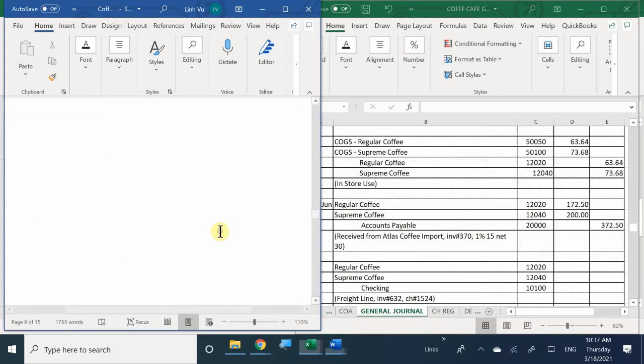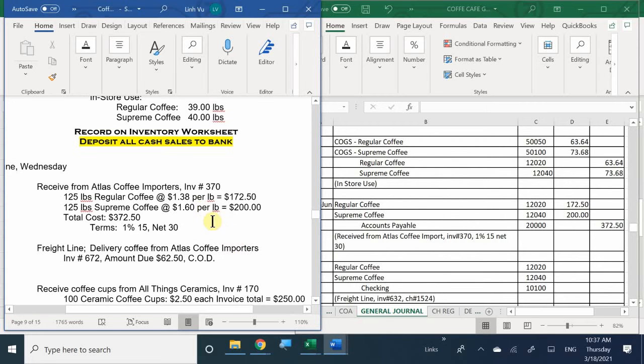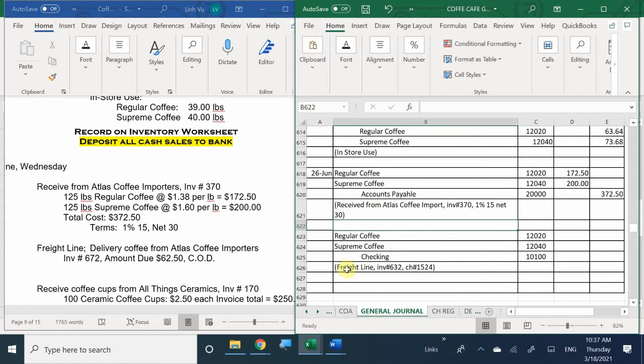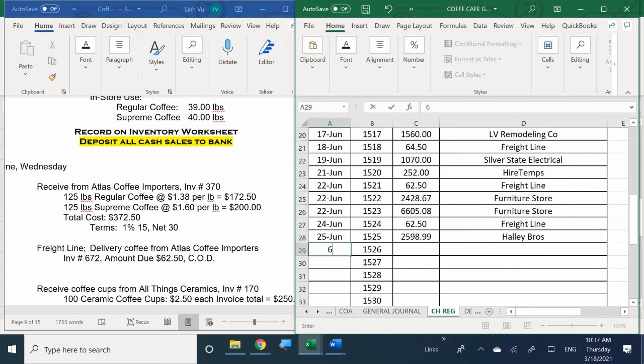So then what happened next? So we have Freight Line. Okay. We have to write a check to them. So what are we gonna do? How much is it for? $62.50 checking. Okay. So here we're gonna go here. 626 for check 1526 for 62.50. And who are we making this check out to?